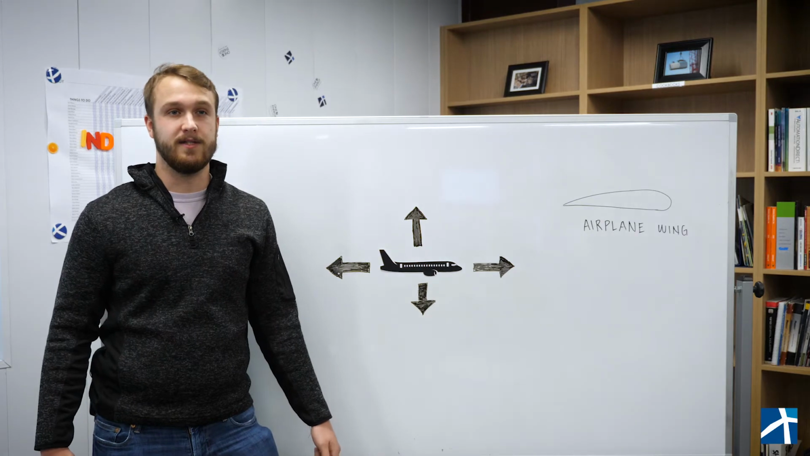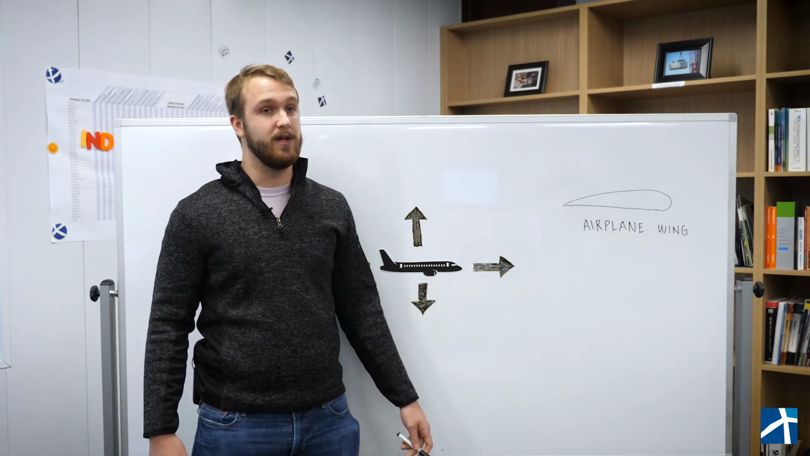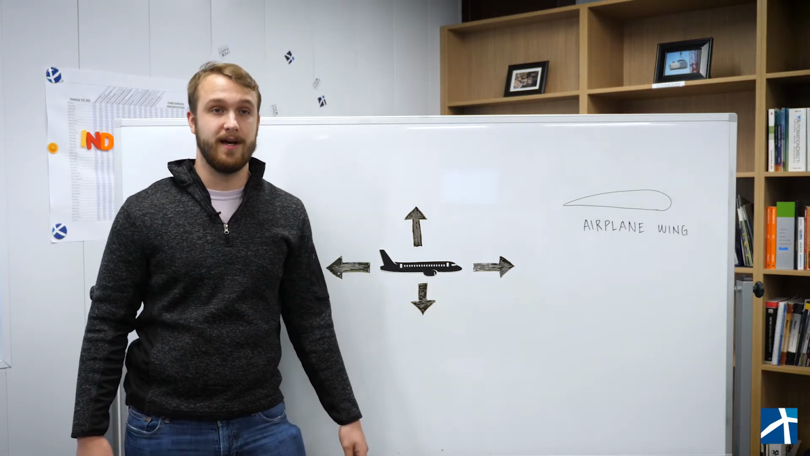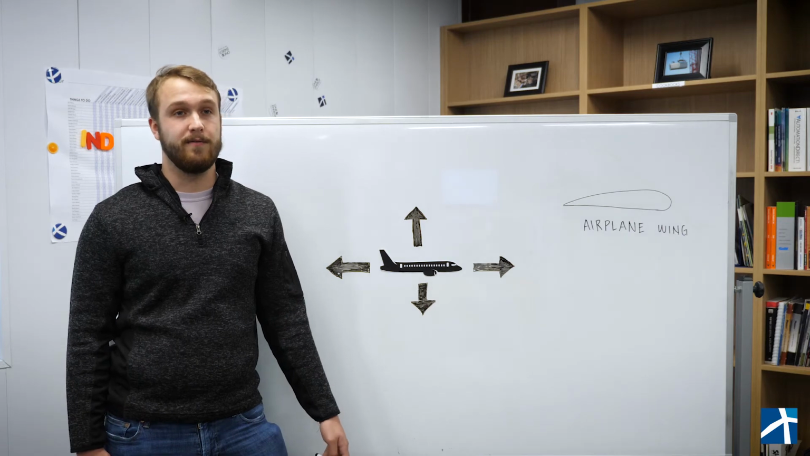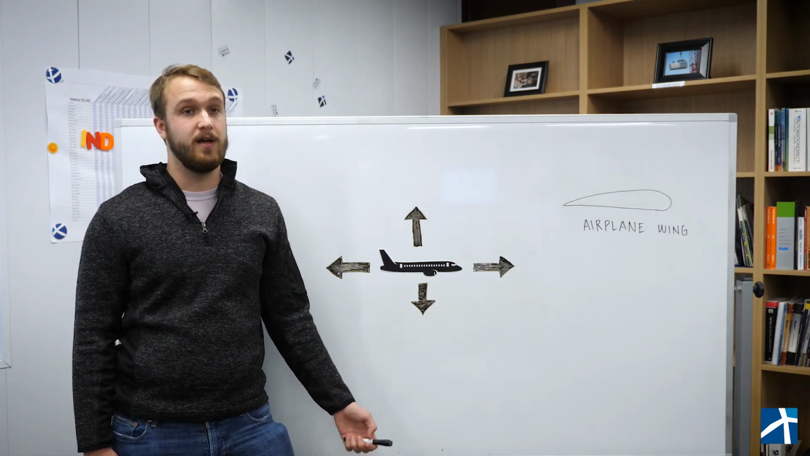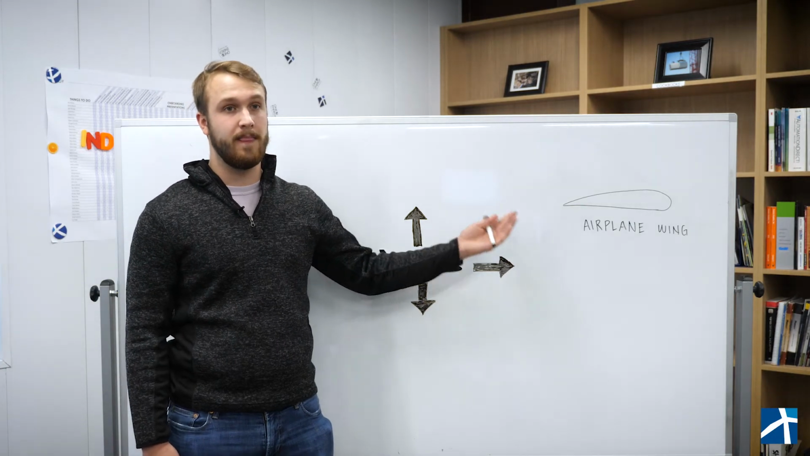Because of these speed differences, there becomes a pressure difference as well. The pressure under the wing goes up while the pressure above the wing goes down. And having a higher pressure underneath the wing makes the lift force increase, and the lift force is then greater than the weight force. That makes the wings go up.